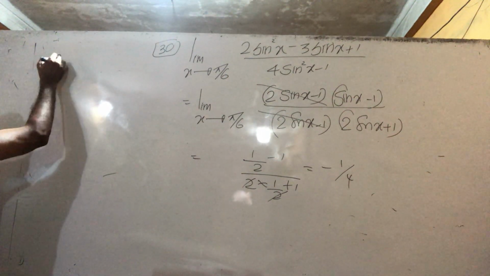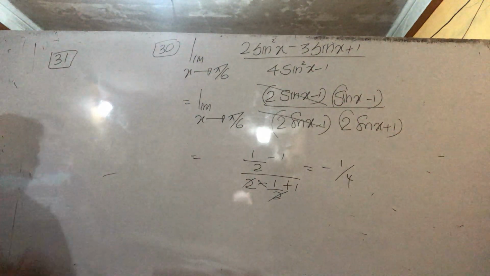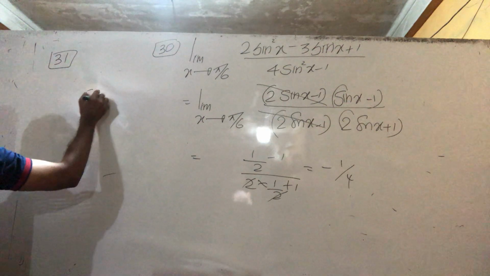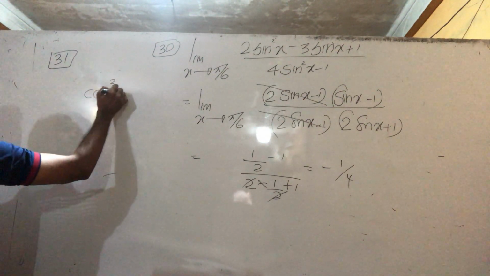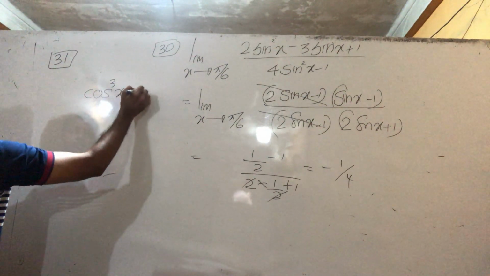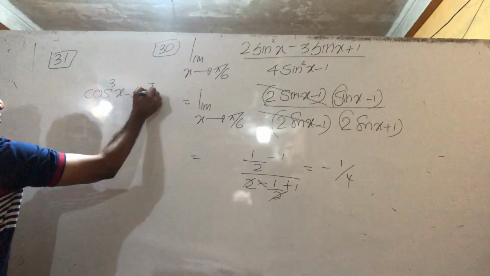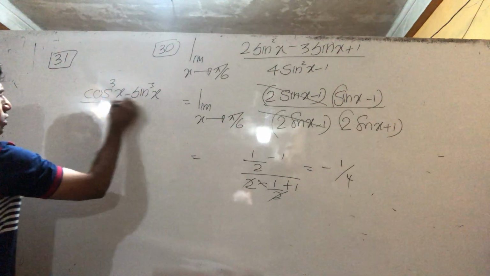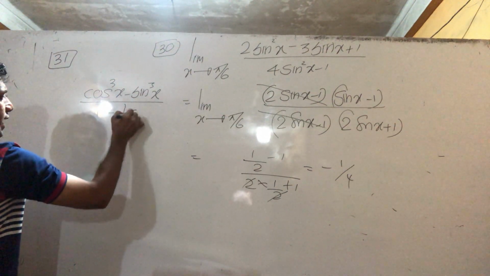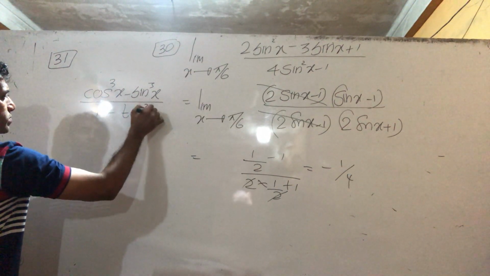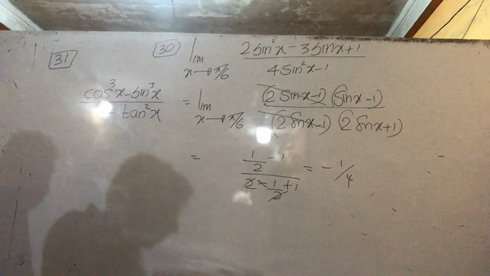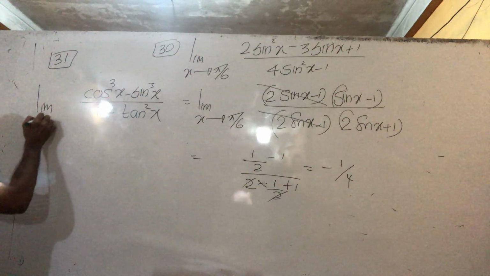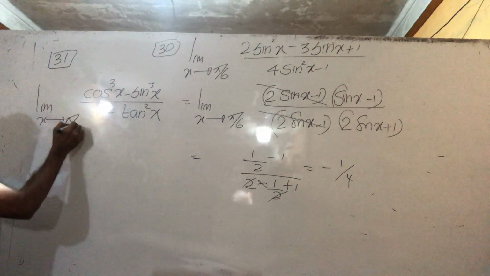Next question 31. Problem 31: cos cube x minus sine cube x, cos cube minus sine cube, over 1 minus tan square x. Find this value when limit x tends to pi by 4.